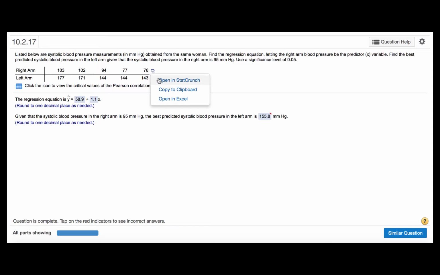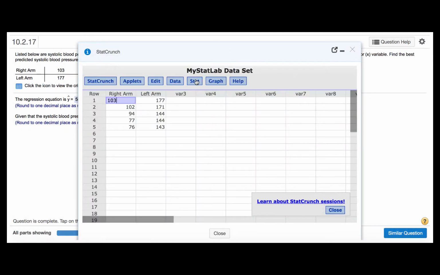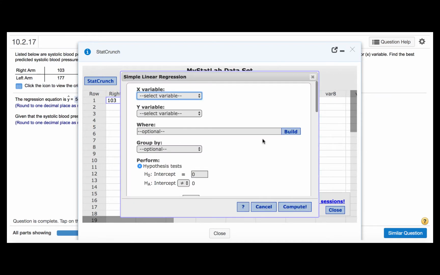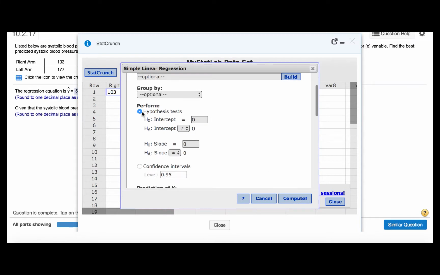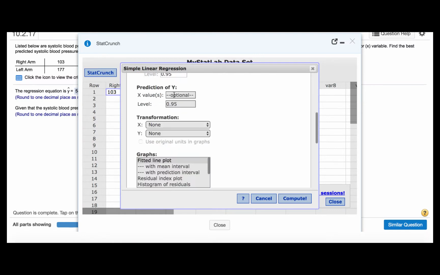So let's click the rectangle and open in StatCrunch. We're going to click Stat, Regression, Simple Linear. The X variable, we are told, will be the right arm values, and the Y variable will be the left arm. We're going to leave the Hypothesis Test button selected, and in case the hypothesis test finds the model to be significant, we will enter 95 for the X value for our prediction of Y.